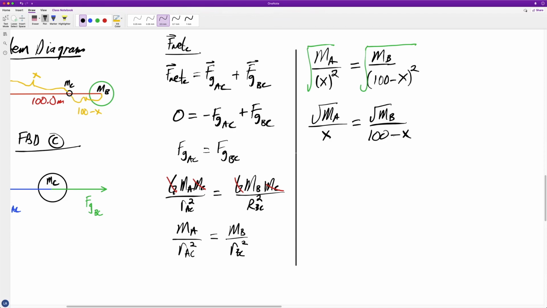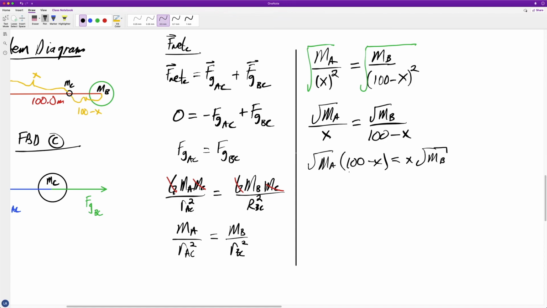Now we still have to do some algebra because we have our x factors, I should say, and they are located currently in the denominator. So first of all, we have to get rid of our fractions. How am I going to do that? I'm going to cross multiply. So I end up getting the square root of MA bracket 100 minus x is equal to x times the square root of MB. And then I'm going to use the distributive property.